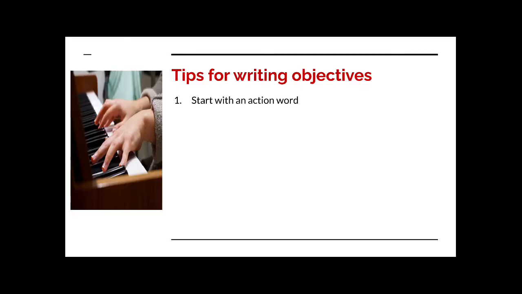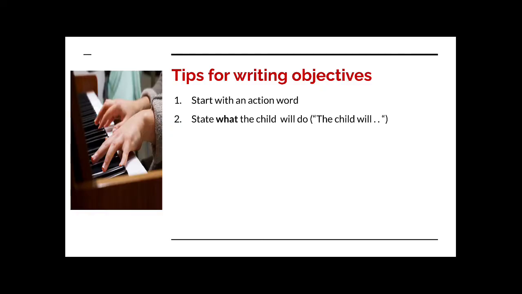Here are a few tips for writing objectives. First, you want to choose a measurable action verb. Not all verbs are measurable, so I'll give you some examples in a few moments. The next tip is to define the subject that is achieving the objective. So for the lesson plan, you will start with the child will. The child will demonstrate, or the child will, whatever action verb that you're going to choose.